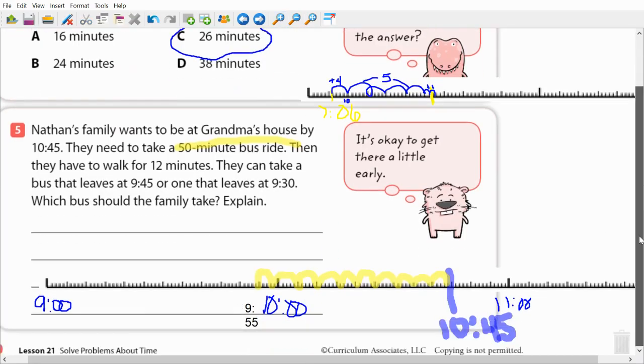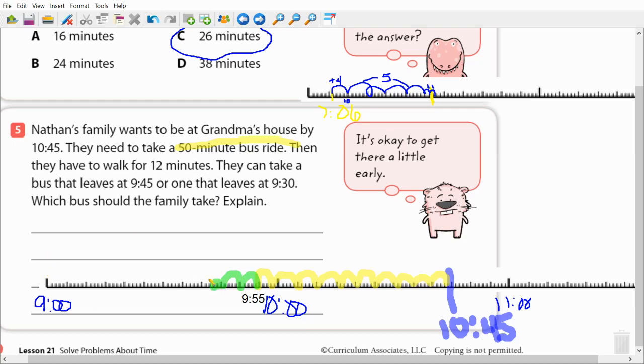Ooh, you can even see it. Okay, are we done yet? No, because now they also have to walk for 12 minutes. So we need to go back 12 more minutes and see what time that's going to take us to. So let's change our color to take away our 12 minutes. 5, 10, 11, 12. 12 will take us right there.